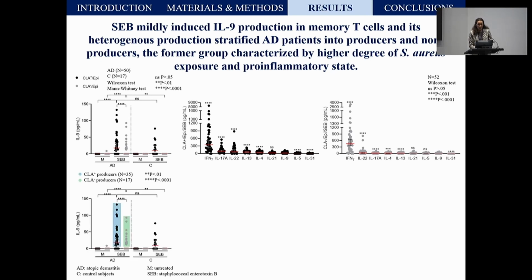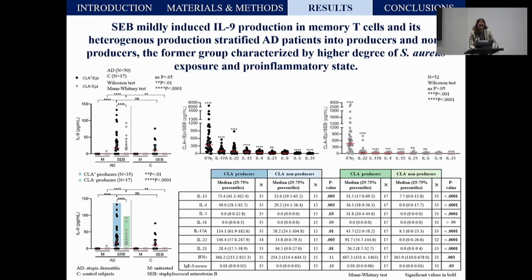This production also was heterogeneous and allowed us to stratify patients again into IL-9 producers and non-producers. And these patients, the IL-9 producers, also had a higher pro-inflammatory state, and they were more exposed to Staphylococcus aureus, as we find more IgE-specific levels to Staphylococcus aureus in these patients.